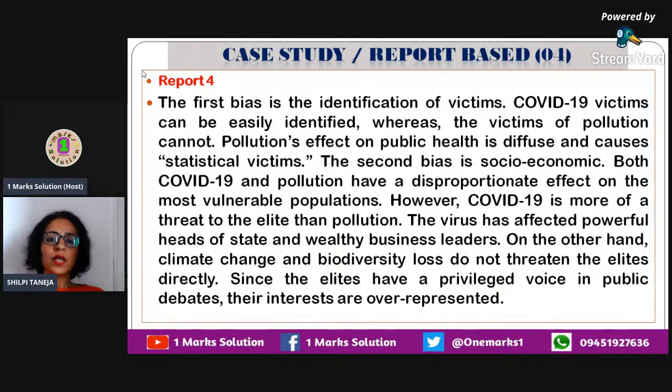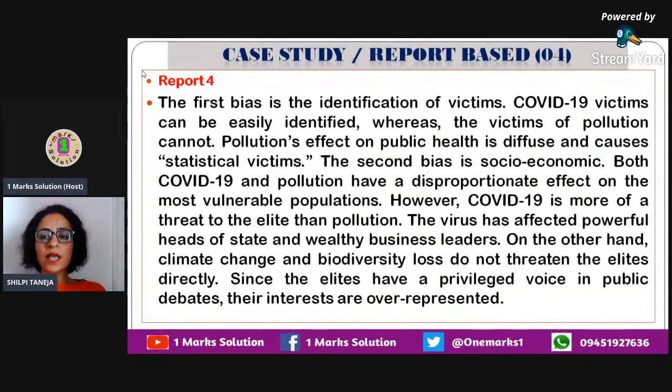Symptoms tell us about the victims, right? Pollution's effect on public health is diffuse and causes statistical victims. The second bias is socio-economic. Both COVID-19 and pollution have a disproportionate effect on the most vulnerable populations. However, COVID-19 is more of a threat to the elite than pollution.